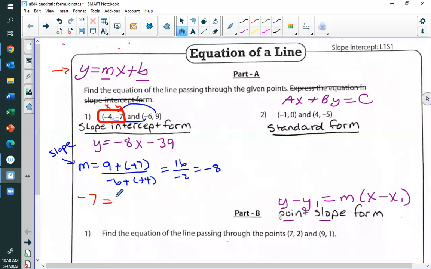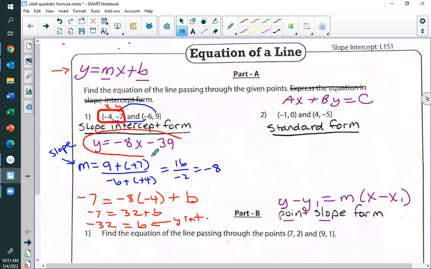-7 equals my slope, -8, times my X from this ordered pair plus B. B is the thing I don't know. That's what I'm looking for. So I have -7 equals +32 plus B. And I subtract 32 from each side and I get -32 equals B. So now I have my B, that's the y-intercept. And I have my M. And so when I plug that back in, this is our answer. Y equals -8x minus 39.